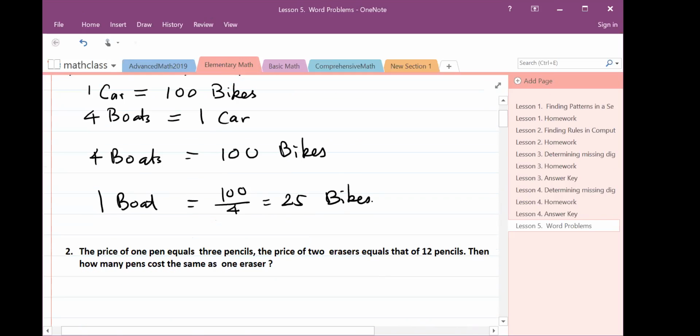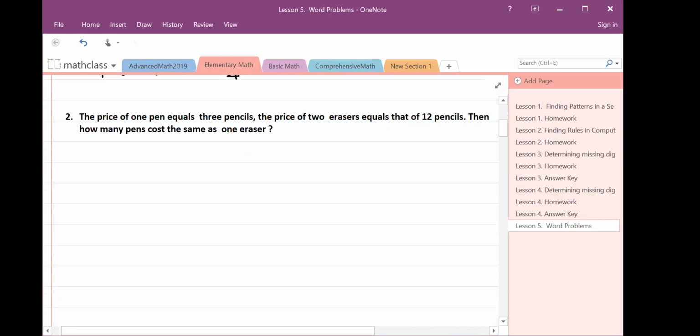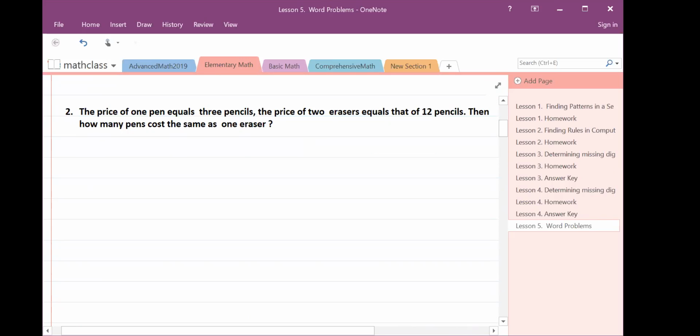Okay, so let's look at the next problem. You try and figure it out first. The price of one pen equals the price of three pencils. The price of two erasers equals that of 12 pencils. So it's a very big eraser, we assume it's a very fancy one. And the question is, how many pens cost the same as one eraser?